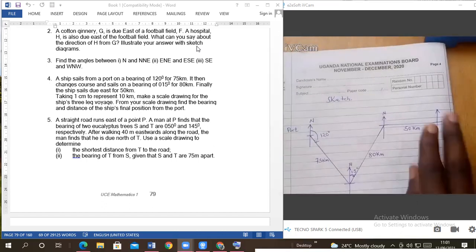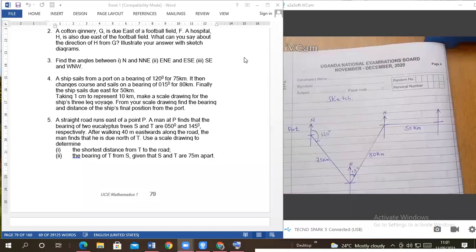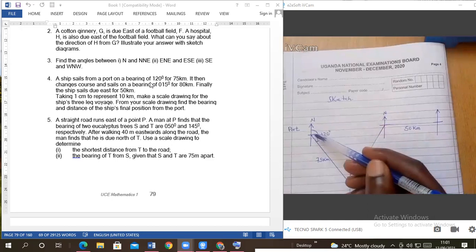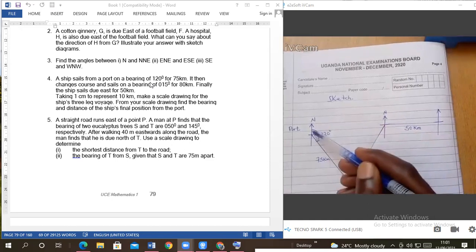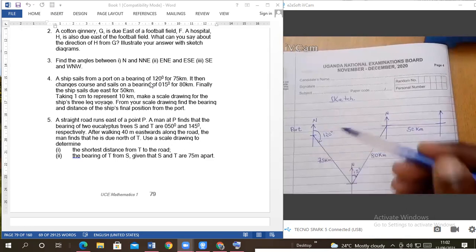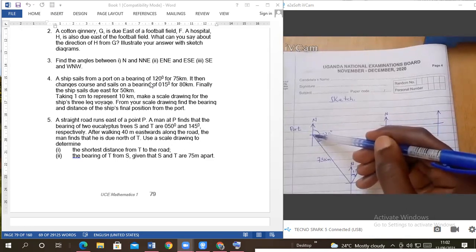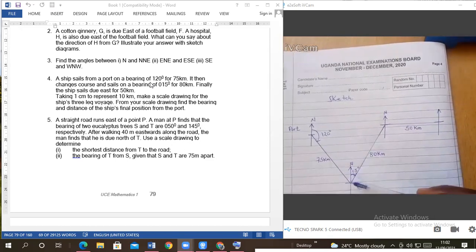We said that to come out with the accurate drawing, the first step is to make a sketch, and the sketch depends on the angles or the bearing that I've given you. So they have said a ship sails from a port on a bearing of 120. So you have to know where 120 is. Where does that angle lie? From here to here is 90, but from here to here is 180, which means 120 must be somewhere here. Are you seeing that? That's why I've drawn the line here. This one is just our sketch.